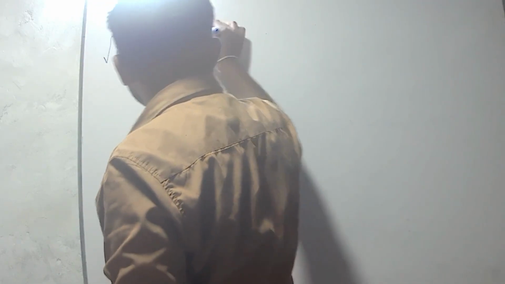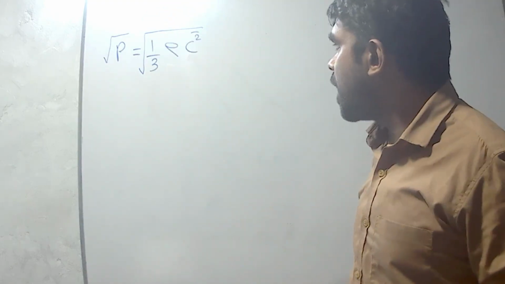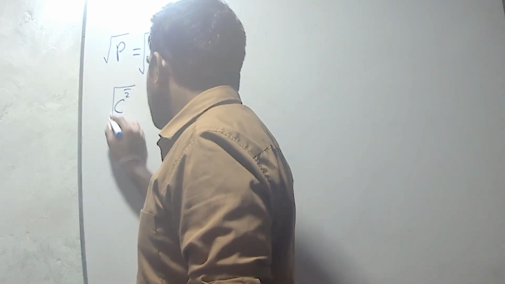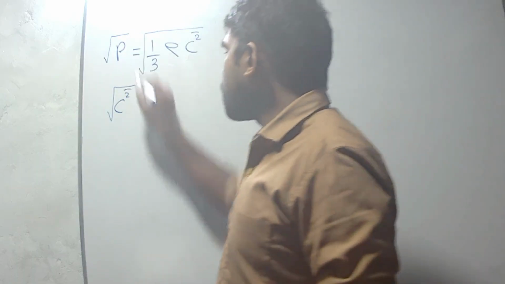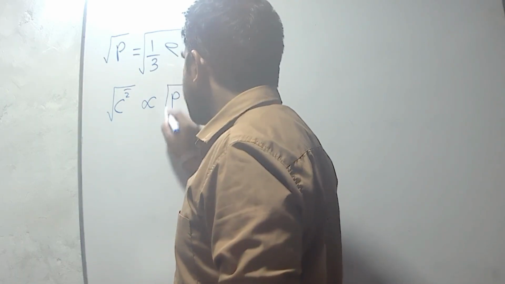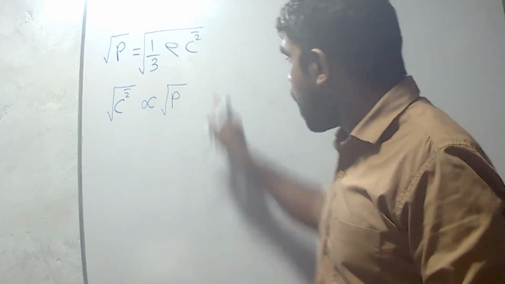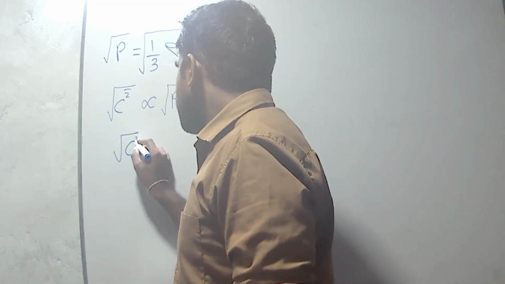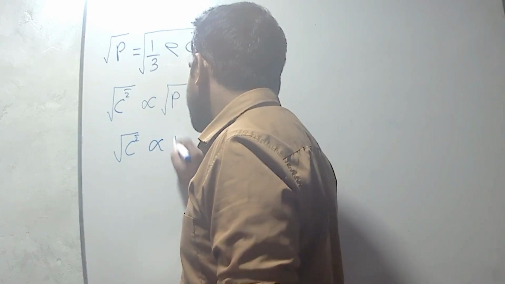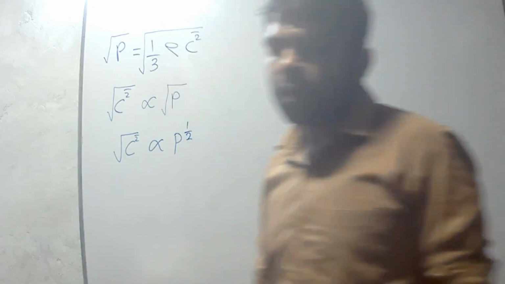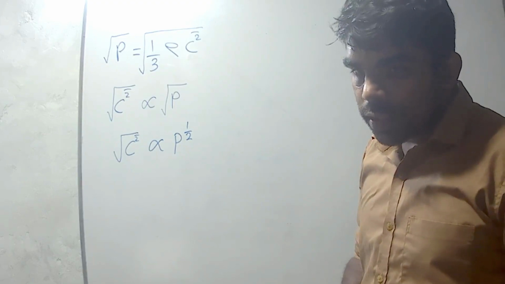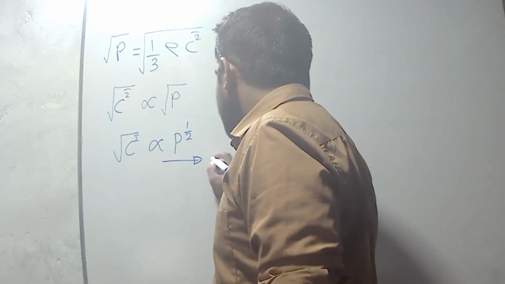But we have to get the root mean squared velocity. Therefore, I will use square root to both sides. Now we can get square root of C square bar. It means root mean squared velocity is directly proportional to square root of pressure. Square root means half power. Therefore, root mean squared velocity is directly proportional to P to the power half. Half power means square root. Then the second answer is the correct answer.